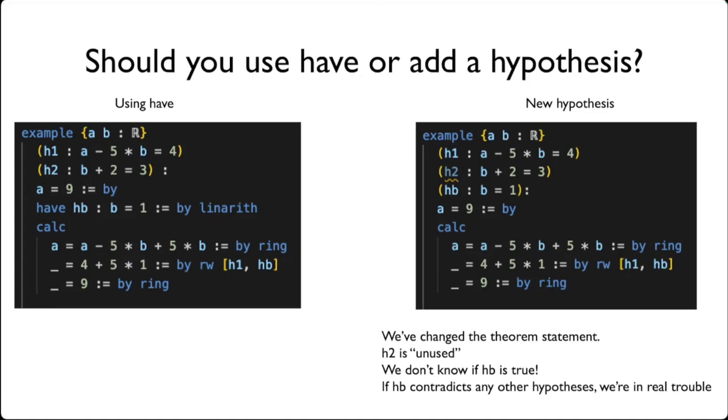Well, H2 is unused. That's just clutter. Okay, we could delete this. And mathematically, this theorem statement would prove just as much as it would before. But the main problem with this is we don't know if HB is true. In the previous version, I know that HB is true because I introduced it as a have statement and then I justified it. I proved that it is true, so now I can actually use that, and that's safe. I can define absolutely whatever I want in this place, but I can only move forward if I do that.